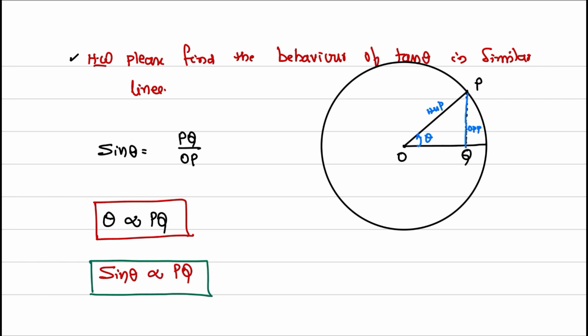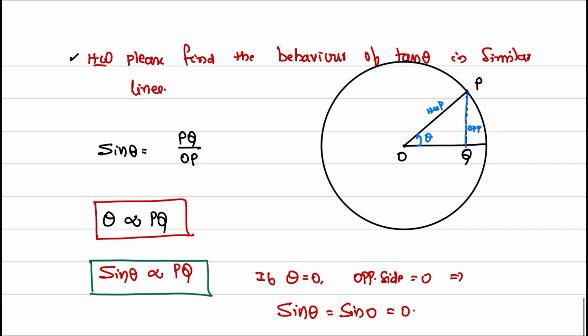And if theta is equal to 0, the opposite side will be 0. That implies sin theta is 0. Sin 0 is equal to 0.